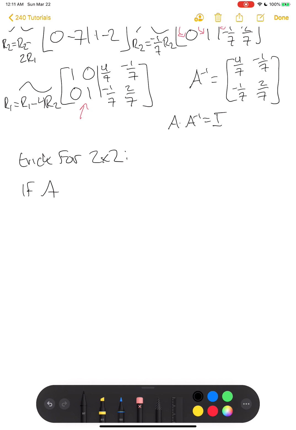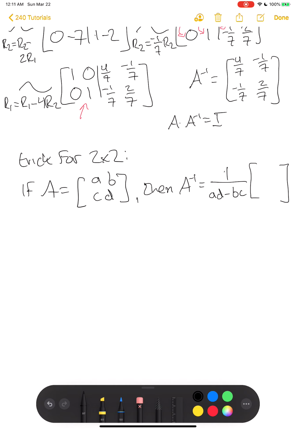If A is just any arbitrary 2 by 2, A, B, C, and D, let's say, then there's a formula. A inverse is equal to 1 over AD minus BC. And then what I do with the entries is I flip the two diagonal ones, so A becomes D, D becomes A. So all I've done is I've moved these two. And then B and C stay exactly where they are, but they become negative.